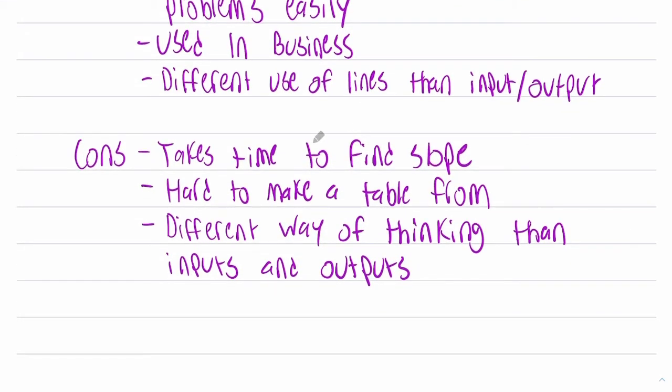Some of the things that could be considered cons, it does take time to find the slope. If your goal is to find slope, you're going to have to do a couple steps to find the slope. It's hard to make a table from standard form. Because x and y are on the same side, and a table needs both x's and y's, it could be a little bit weird unless you have a simple situation, or unless you do this last thing, which is, if you change the way you're thinking of your inputs and outputs, that might be hard for some of you, but if you're able to change the way you think of your variables, then making a table with a standard form equation could be pretty easy.